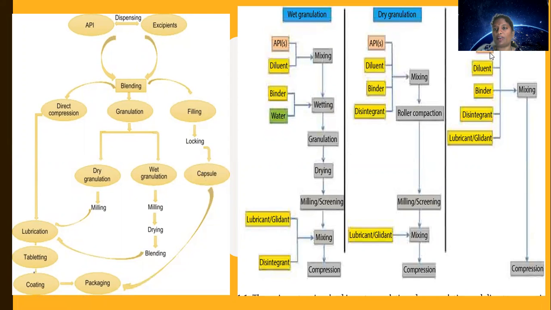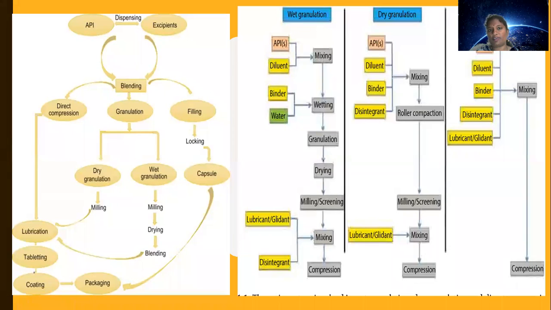In direct compression, the API, lubricants, binders, and disintegrants are all mixed together and compressed, because of the excellent flow properties. In dry granulation, the API is mixed with the diluents, binders, and disintegrants. After blending, it is subjected to roller compaction, which is the dry granulation.